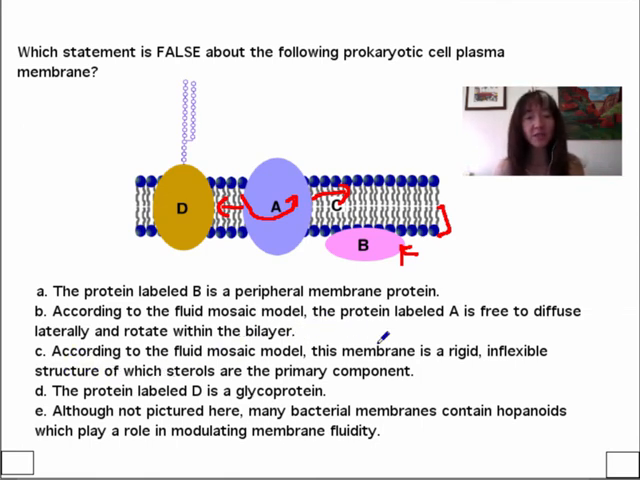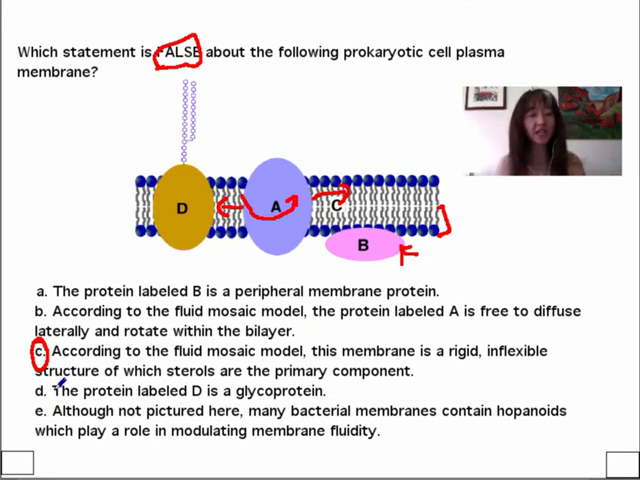So according to the fluid mosaic model, this membrane is rigid, inflexible, with sterols as the primary component. Wow, there is truly nothing that is correct about that statement. Pretty easy to select that as the false statement, right? We're looking for the false statement, so pretty easy to say that C is, because remember that a membrane, by definition, the fluid mosaic model, says that it is dynamic, where there is allowed rotation and lateral diffusion of both phospholipids and proteins. So we would say that C is clearly out of the park, false.